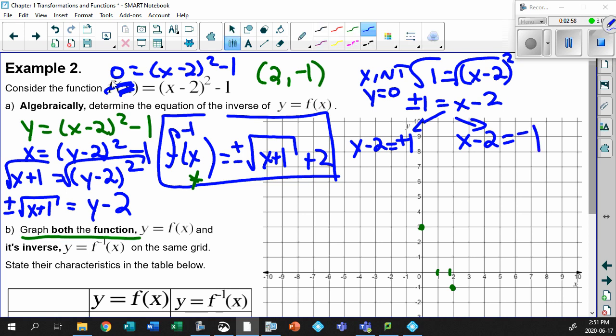Bring the 2 over. This is x equals 3. So guess what? We have an intercept right here at 3. And this one here, bring the 2 over, you've got x equals −1 plus 2 is 1, and lo and behold, there's the other intercept. Now, the cool thing is you've got 3 points, and you can actually have a 4th point, which is here.